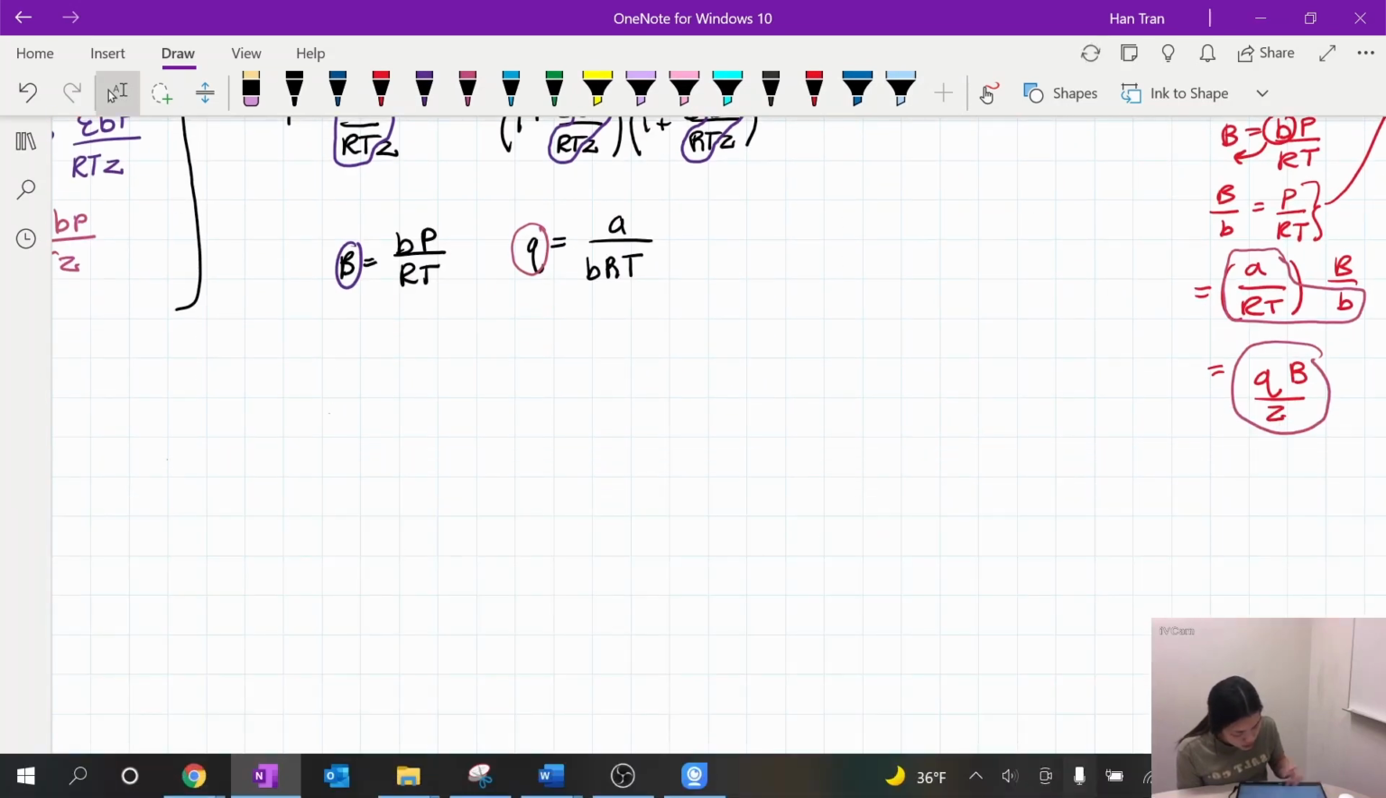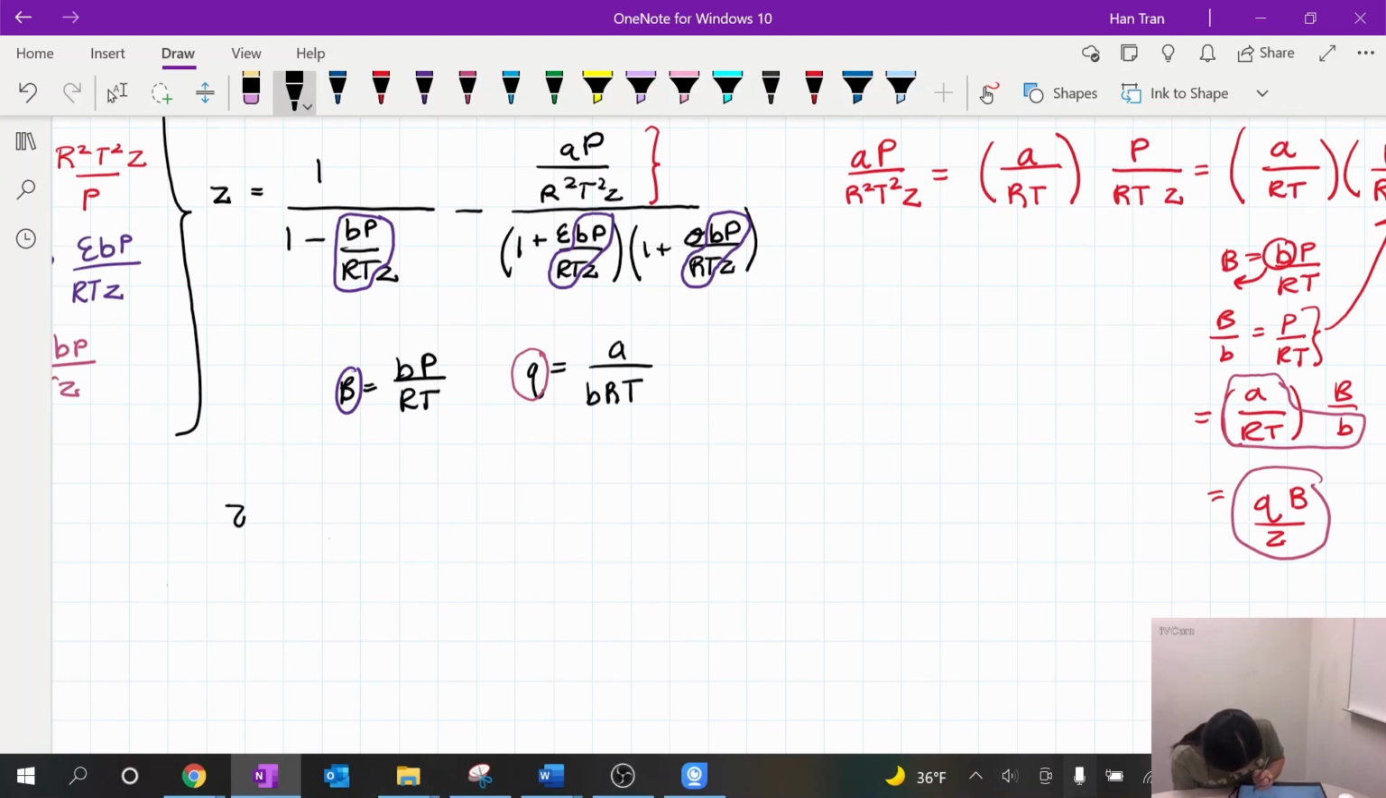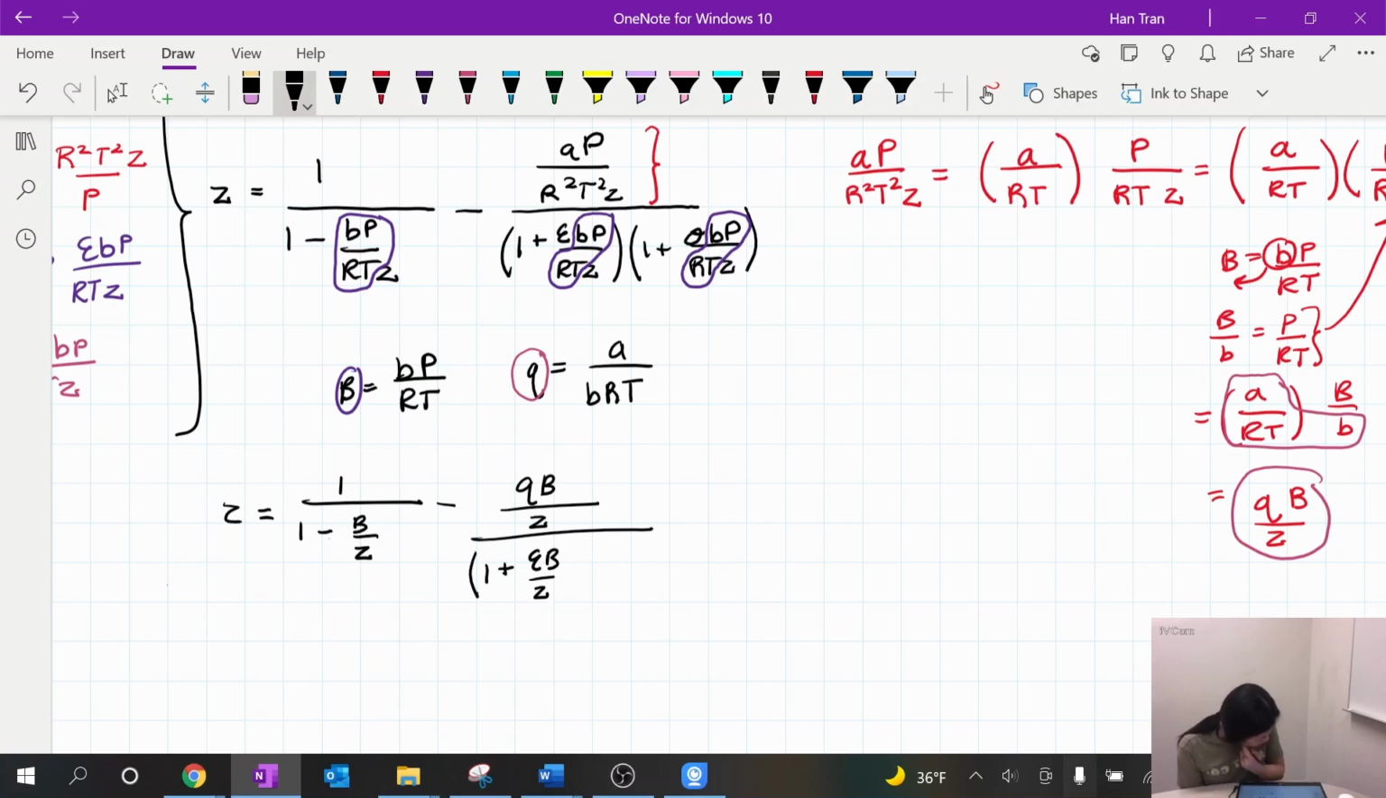So we have the compressibility factor Z equals 1 divided by 1 minus beta over Z minus, up here we have QB divided by the compressibility factor Z, all divided by the quantity of 1 plus epsilon beta divided by Z, times the quantity of 1 plus sigma beta divided by Z. And so what we're going to do is move this compressibility factor down to the denominator to clean up this numerator here.